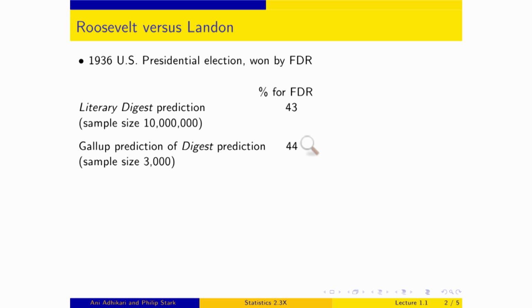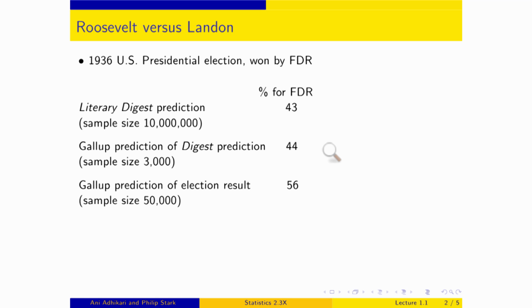So think about that. He would have done just as well as the Digest with 3,000 people in the sample as opposed to their 10 million. Already you have a huge saving in resources here, but you know, both of these answers are wrong. And really nobody cares what the Digest predicts. What people care about is who is going to win the election. And so Gallup predicted the election result, and his prediction was that Roosevelt would be getting 56% of the vote. At least he's getting the answer right. He's picking the winner. Based on really 50,000, pretty small compared to 10 million.